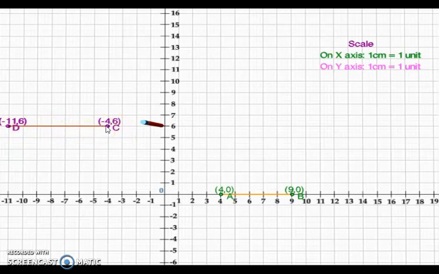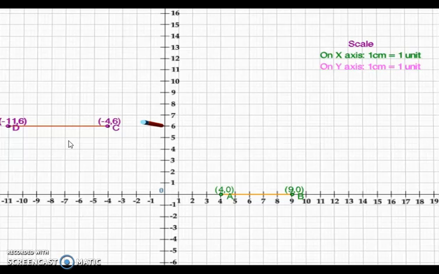Let us try to subtract the x coordinates. Minus 11 minus of minus 4 is plus 4, so minus 11 plus 4. What is minus 11 plus 4? Yes, minus 7. But you just tell me, children, can the distance be negative? Is it possible to have a measure of a distance as a negative value?